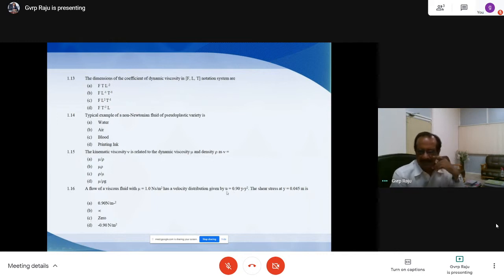So find out du by dy. du by dy is 0.9 minus 2y, where y is 0.045. So 0.9 minus 2 into 0.045, that is 0.09. So 0.9 minus 0.9, du by dy is 0. So shear stress is mu into du by dy. As du by dy is 0, the answer is 0.